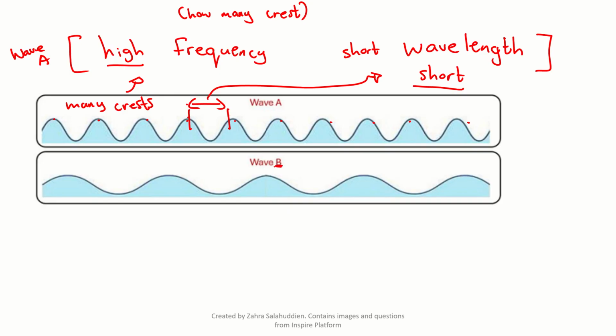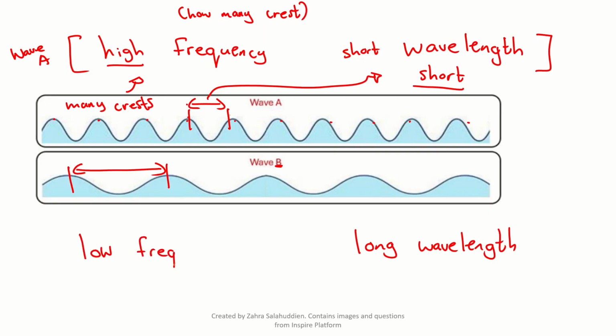Let's talk about wave B. Same words. You see here that it is long, so I have a long wavelength. So if I'm talking about wavelength, I have a long wavelength, but I have very few crests. So I have a low frequency.